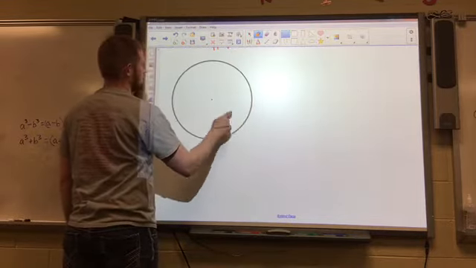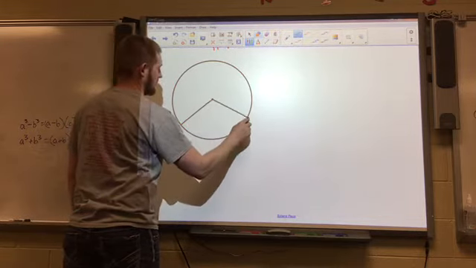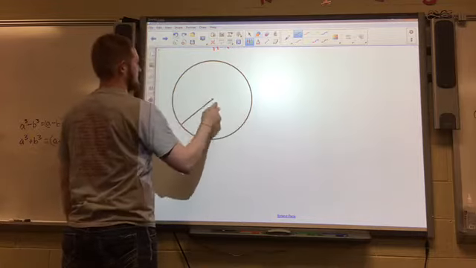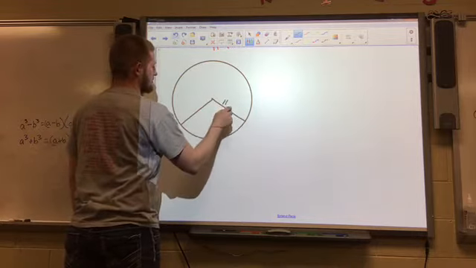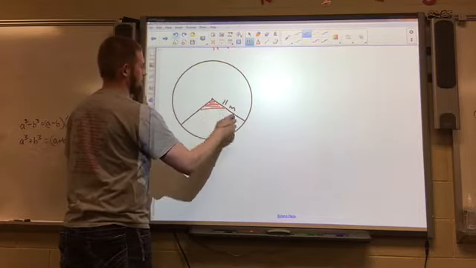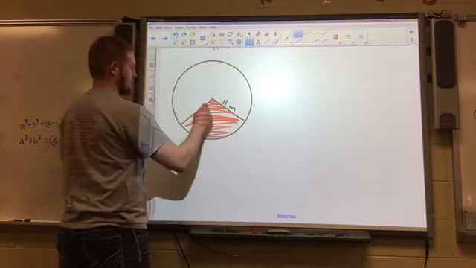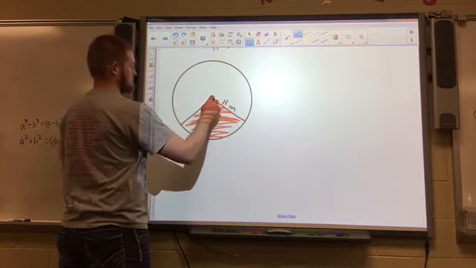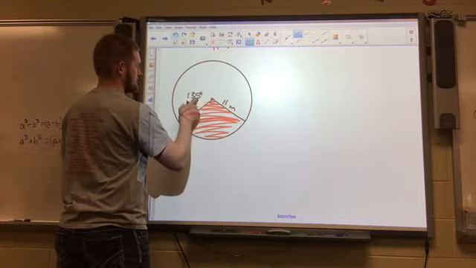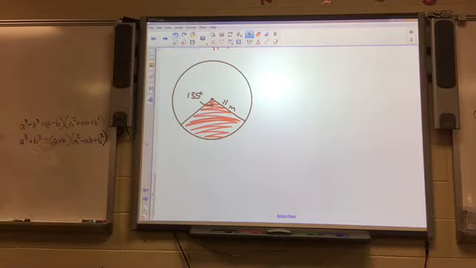I have my circle. This is 11 meters. We are trying to find the area of this sector, and this arc, or this angle measure right here, the central angle, is 135 degrees. That way we can see it a little bit better.